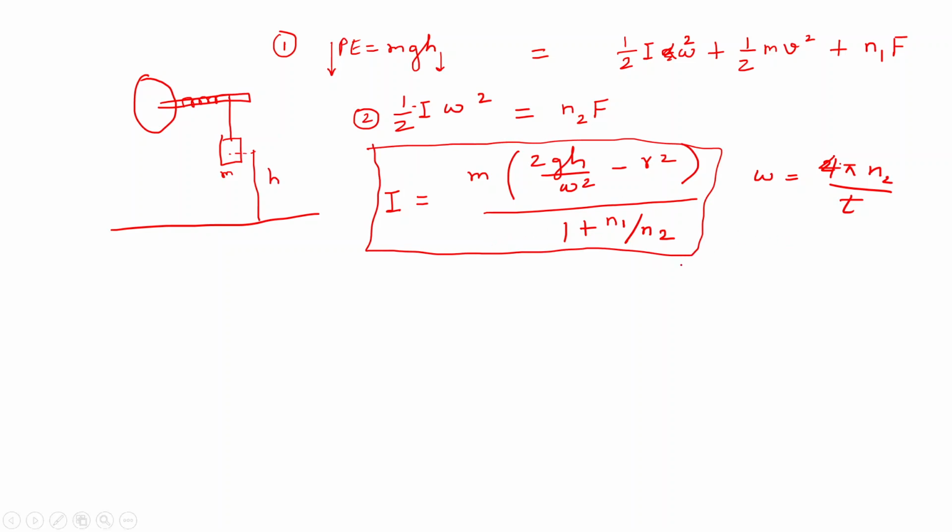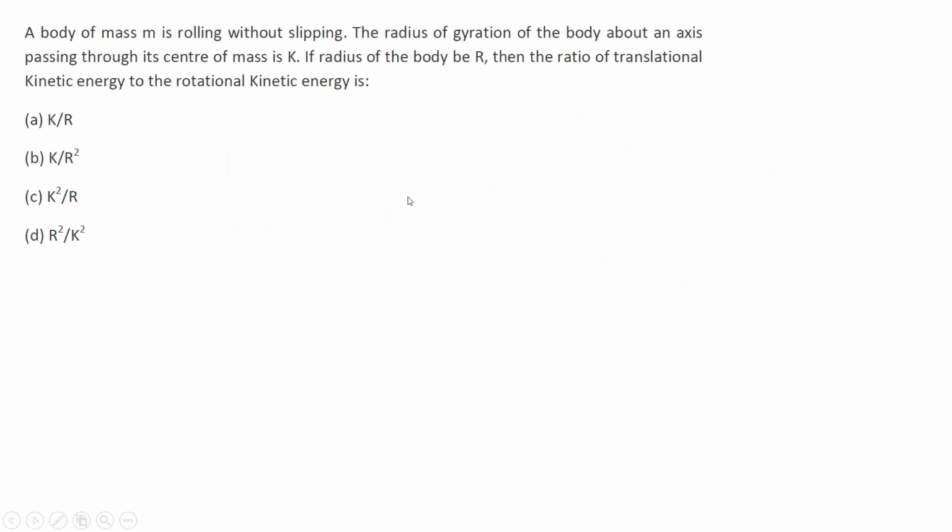So moving on finally with our problems. Here is the first problem based on the concept of moment of inertia. The question is, a body of mass m is rolling without slipping. The radius of gyration of the body about an axis passing through its center of mass is k. If the radius of the body is r, then the ratio of translational kinetic energy to rotational kinetic energy is.